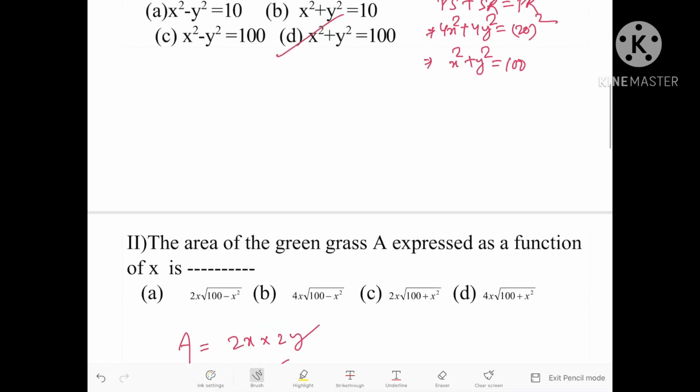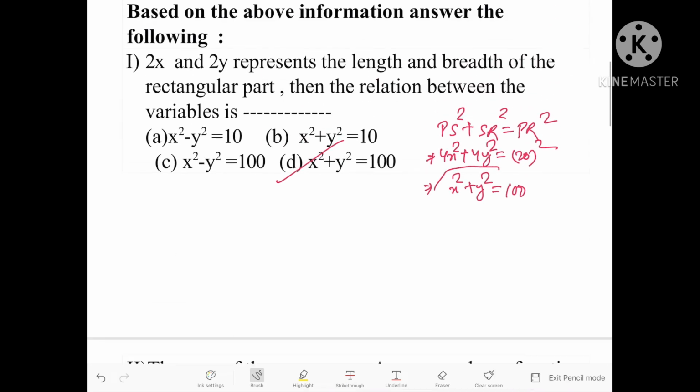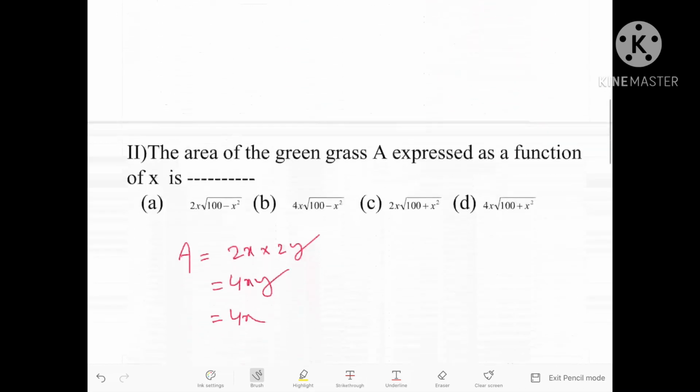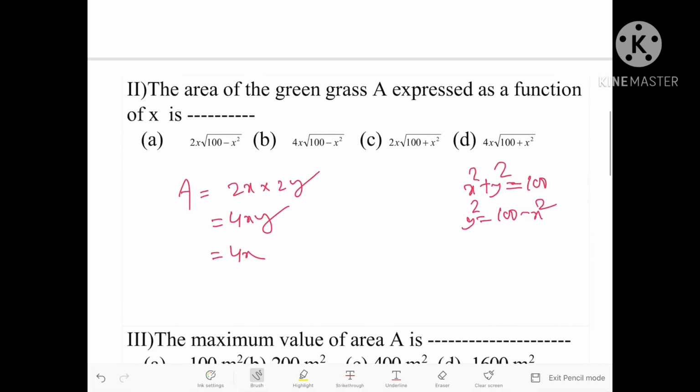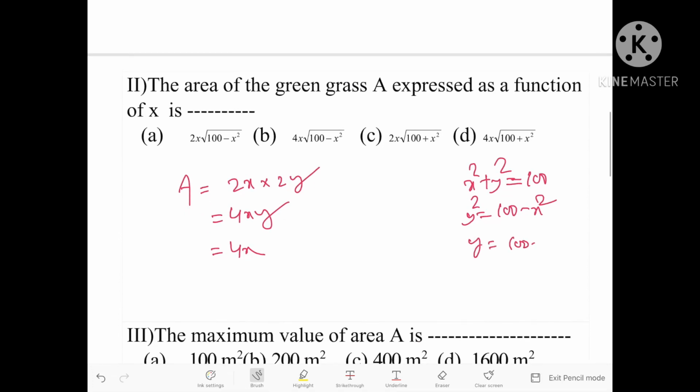So just now we have the relation that x square plus y square is equal to 100. So from this I can say that y square is equal to 100 minus x square, means y equals square root of 100 minus x square. So you put the value here. Now your aim is to find the value of A in form of x, and A will be 4x into square root of 100 minus x square, means B will be the correct option.